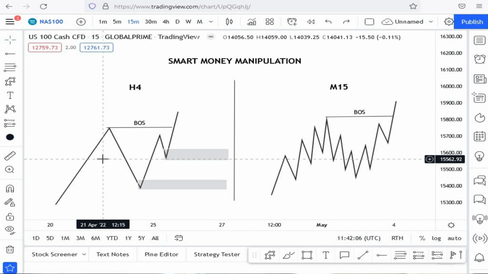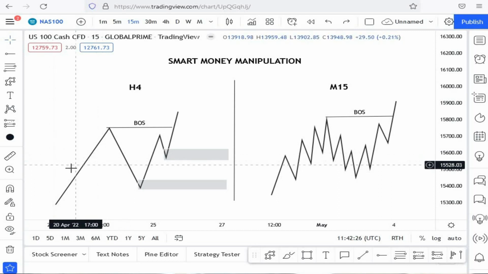So guys, in today's video we are going to be talking about smart money manipulation. If you are new here, we also talk about smart money concept, ICT concept, and order block strategies. If you are looking forward to learn about those concepts, you are most welcome to join the family.